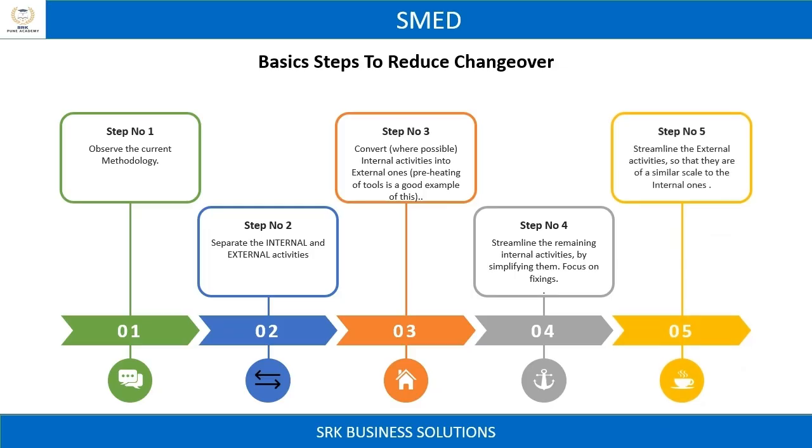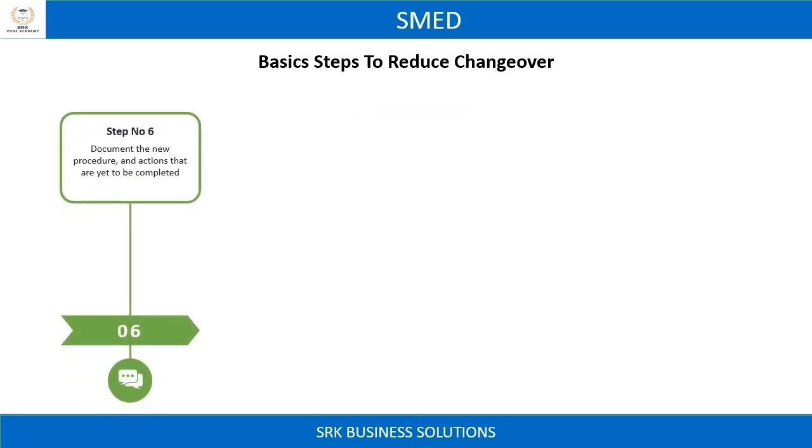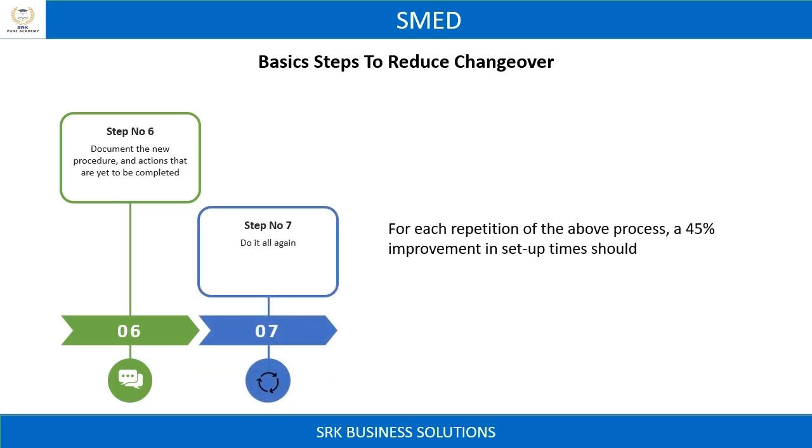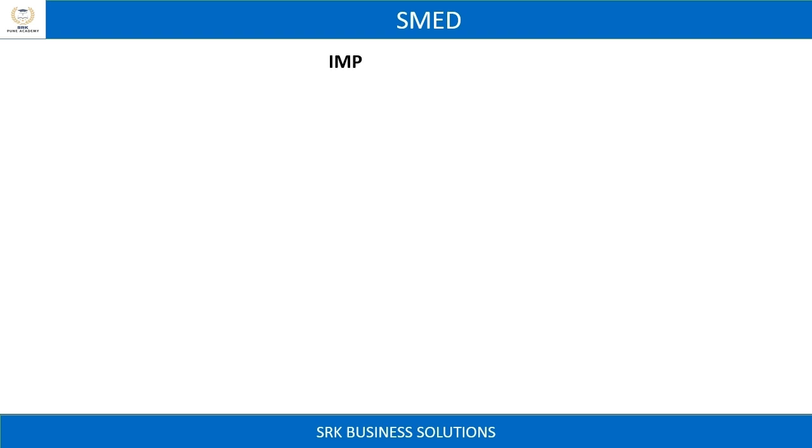5. Streamline the external activities so that they are of a similar scale to the internal ones. 6. Document the new procedure and actions that are yet to be completed. 7. Do it all again. For each repetition of the above process, a 45% improvement in setup times should be expected, so it may take several repetitions to cross the 10-minute line.